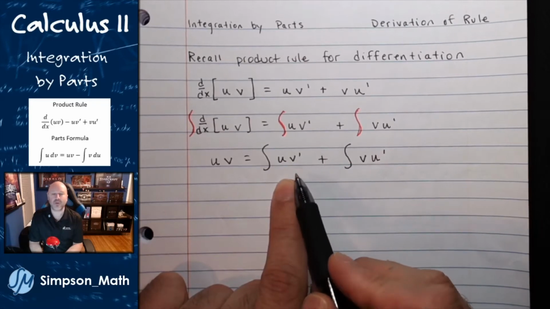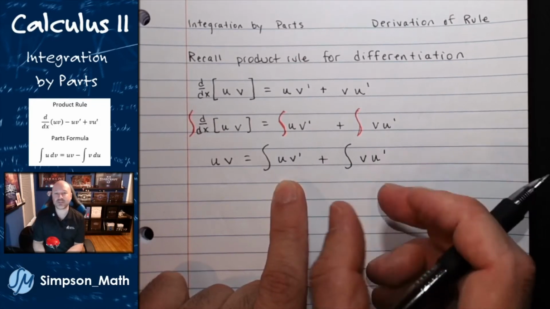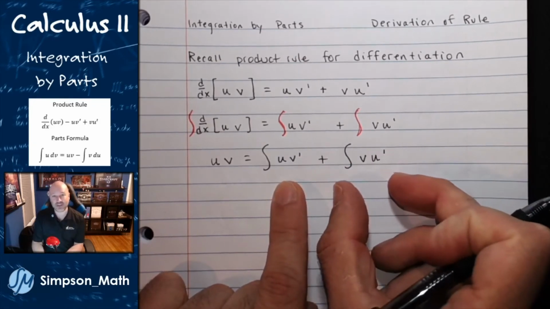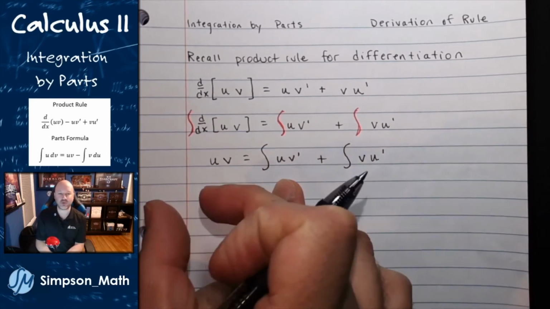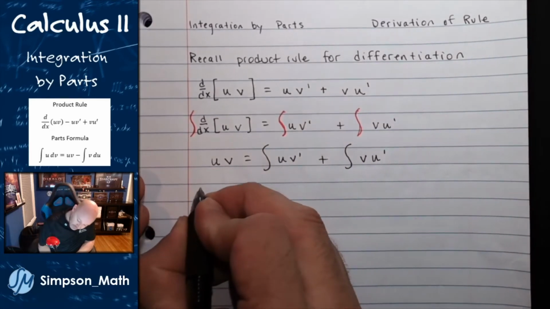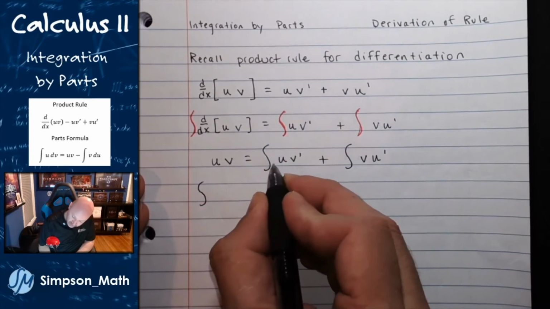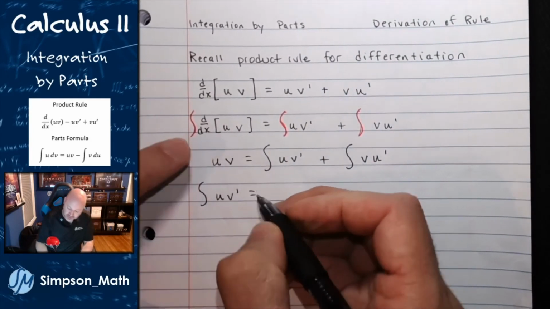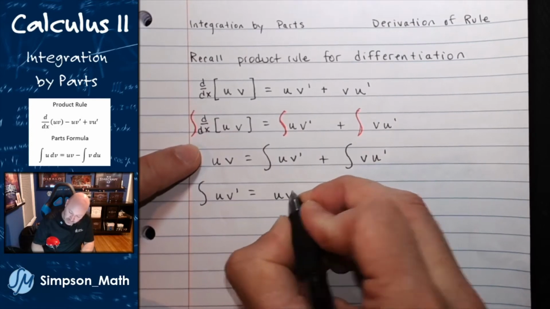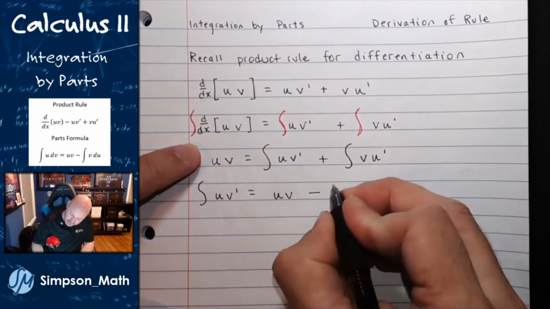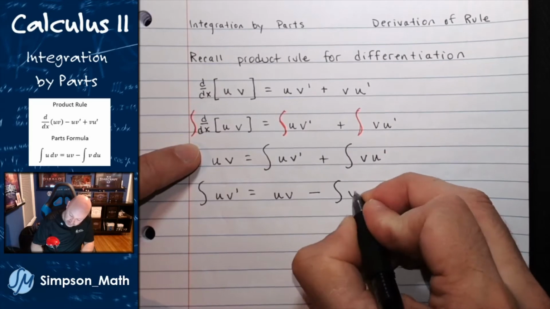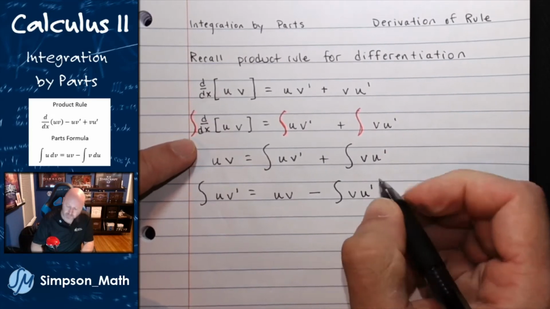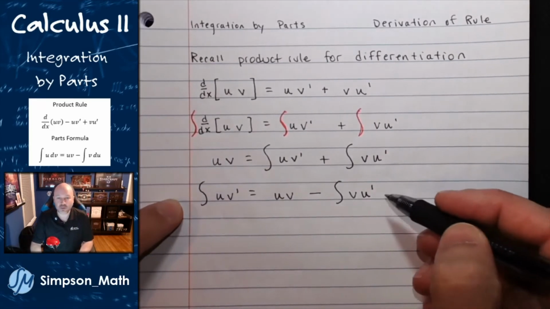Now I'm going to solve this equation for this term right here, the integral of u v prime. So to isolate this, I'm going to subtract the integral of v u prime to the other side of the equation. Let's see. I've got the integral of u v prime is equal to u v, now I'm subtracting this other integration. This is the parts formula.